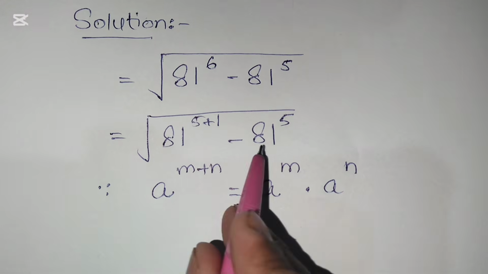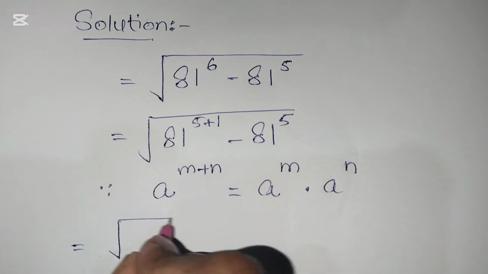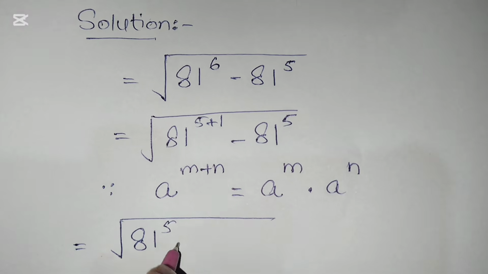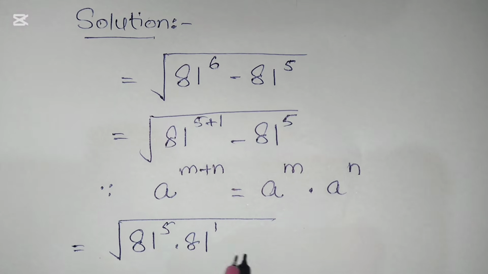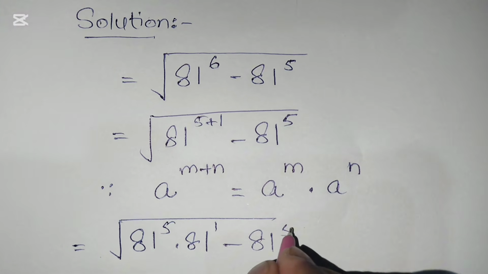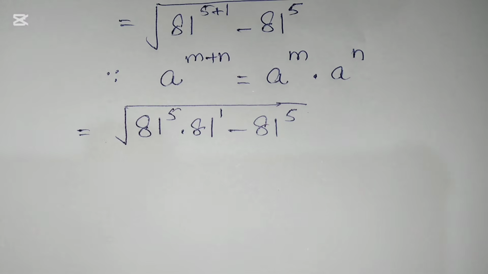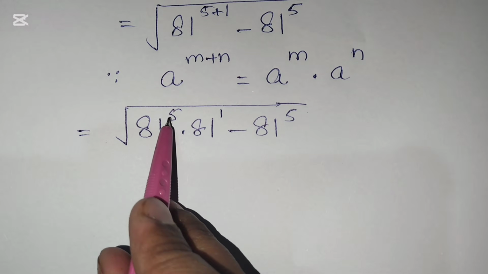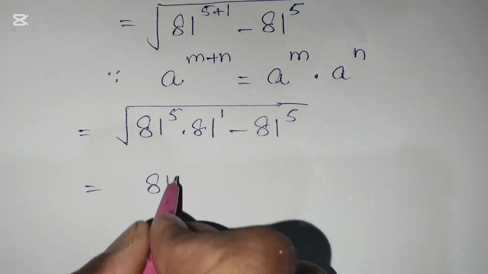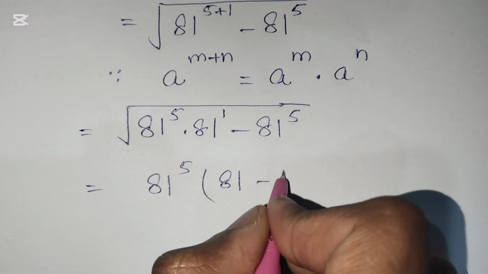So this equation now becomes square root of 81 power 5 times 81 power 1 minus 81 power 5 as it is. Now we can see that this 81 power 5 can be taken as common, left with 81 minus 1.